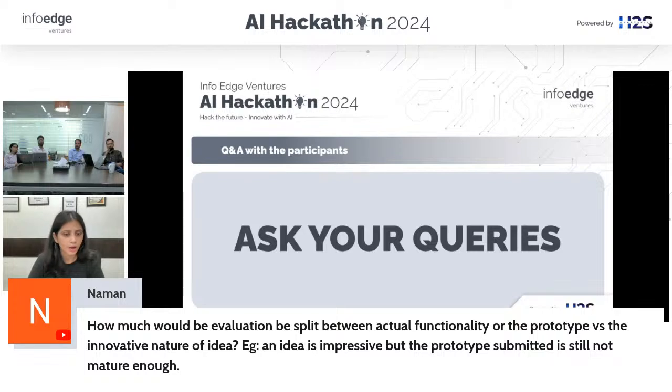Next is how much would be the valuation split between actual functionality versus the innovative nature of the idea?